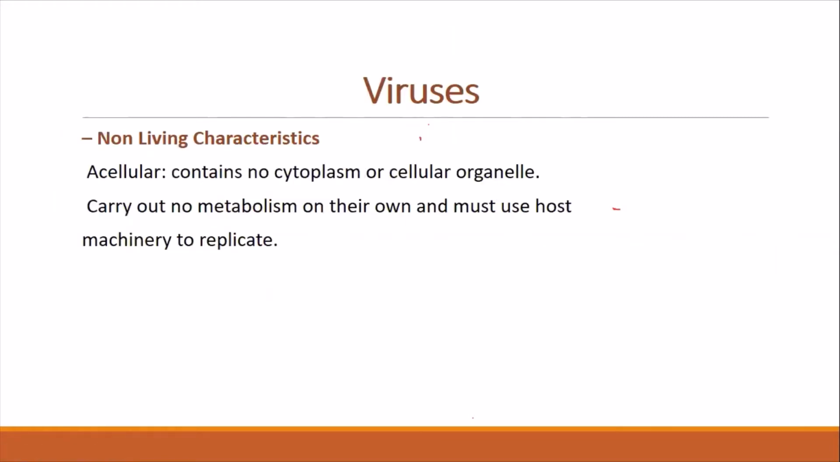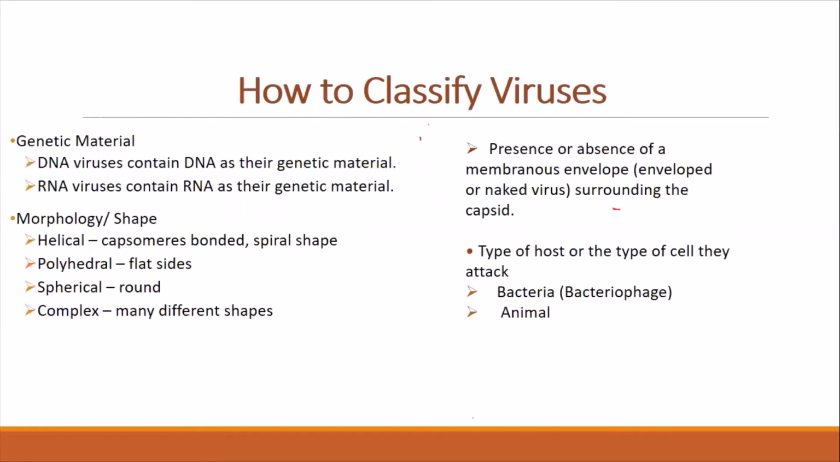And for their non-living characteristics, viruses are acellular, containing no cytoplasm or cellular organelles. They carry out no metabolism on their own and must use a host's machinery to replicate. So how do we classify viruses? We classify viruses based on their genetic material. Do they have DNA? DNA viruses are the ones that contain DNA as their genetic material. RNA viruses contain RNA as their genetic material.